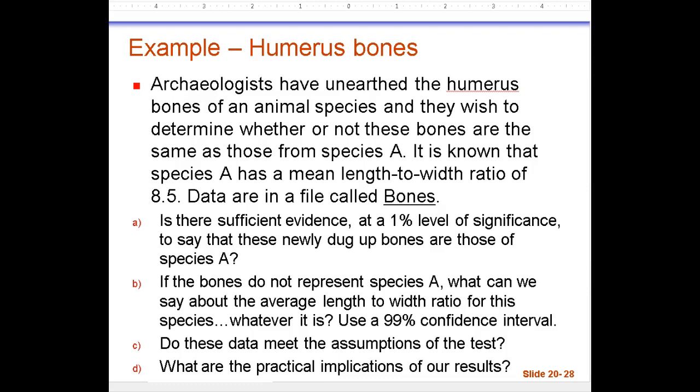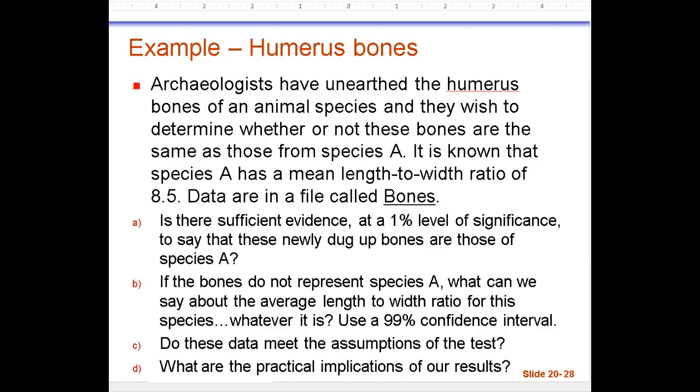Okay, question A asks us, is there sufficient evidence at a 1% level of significance to say that the newly dug up bones are those of species A? A couple of things that we're looking at in part A. Number one, when we run this test, we're going to compare our p-value to 0.01 because we're told we want to make our decision at a 1% level of significance, which is another way of saying I want to be 99% confident in my results. And when I get my p-value, it is going to be compared to the 1%, which will be 0.01.